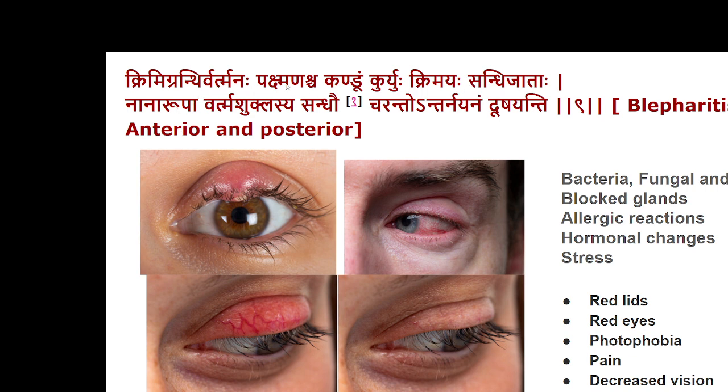And it presents with Vartmanah Pakshmanascha Kandum, that is, itching of the eyebrows as well as the palpebrae, the eyelids, and it produces irritation of the eyes, and it can produce conjunctival irritation. Now, blepharitis is an inflammatory condition which involves multiple causes, and it's not a single condition. It could be produced due to bacterial, fungal or viral infections. It could be produced due to obstruction of the glands, and due to allergic reactions. It could be triggered due to hormonal changes in the body. Stress also could be a triggering factor for blepharitis.